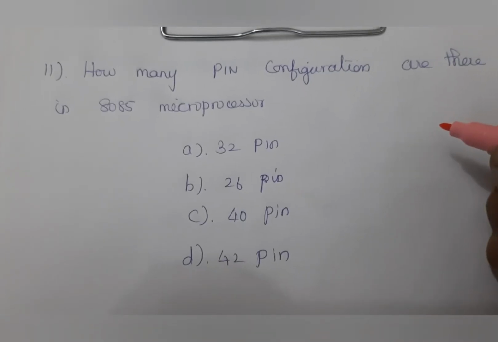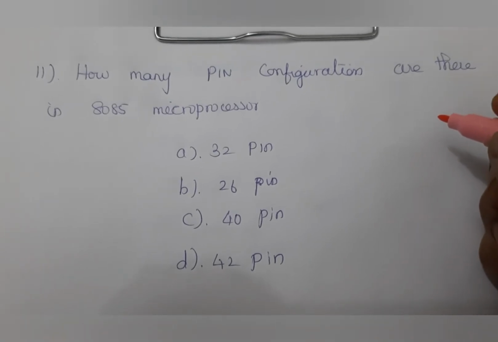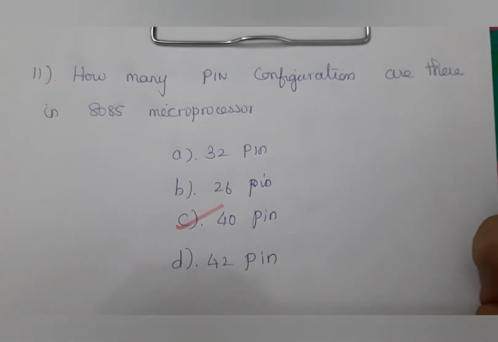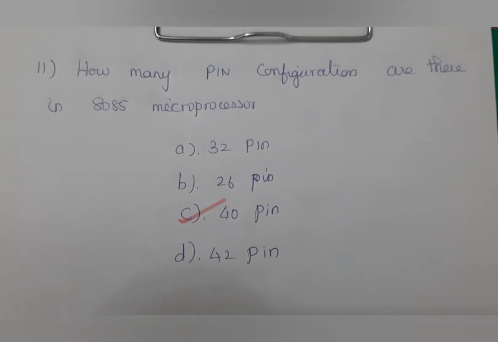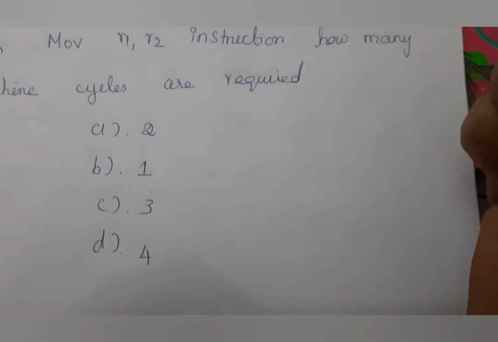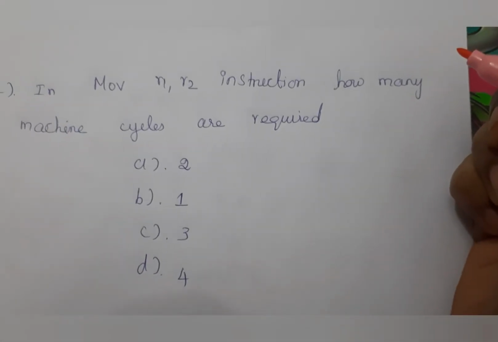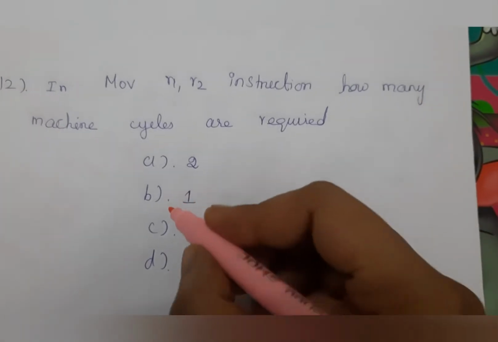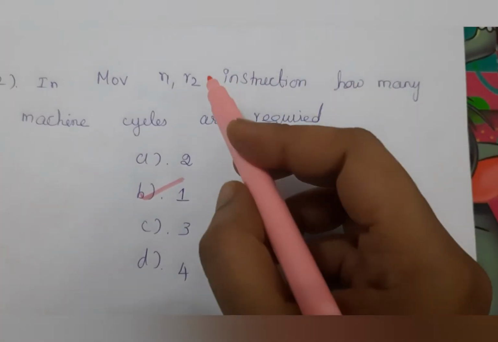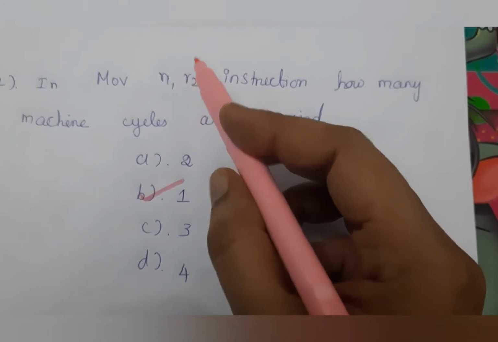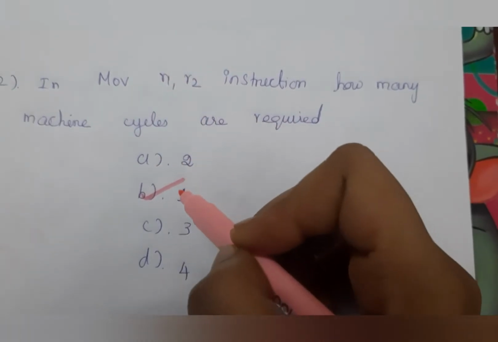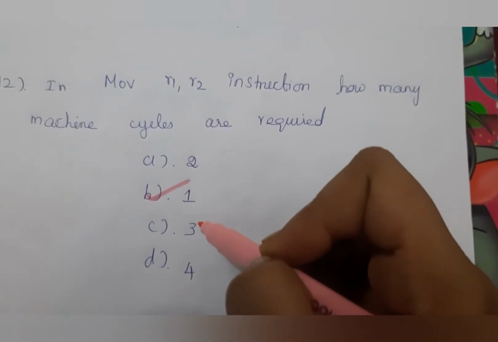Next question, how many pins are there in 8085 microprocessor? That is 40 pins. So here the answer is C. And next question, in MOV R1, R2 instruction, how many machine cycles are required? It takes only one machine cycle, moving the value from R2 to R1. So here the answer is B.